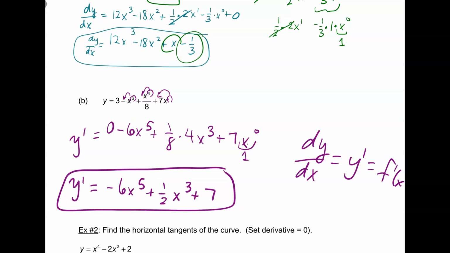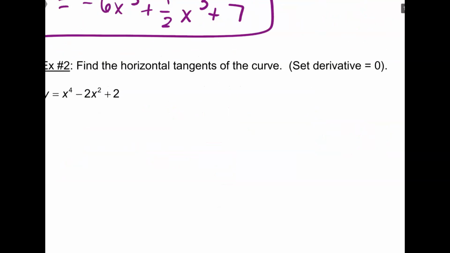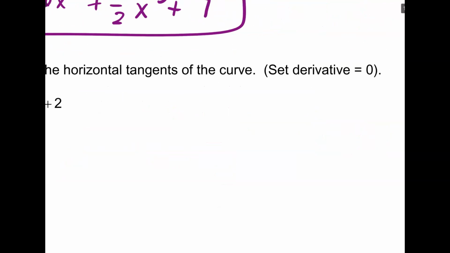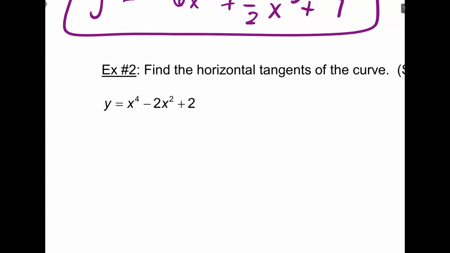If you're done with B, sorry, do we need more time? Okay, so example 2: find the horizontal tangents of the curve, meaning we have to set the derivative to 0. So first thing we have to do is find the derivative, and then we can set it equal to 0. Okay, so I need the derivative, dy/dx. We can just use the power rule.